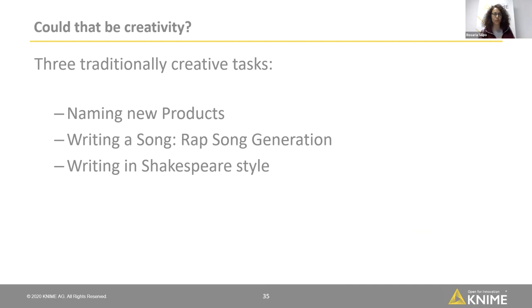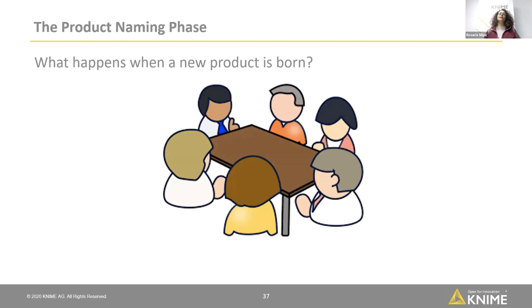The first task was product naming. What happens when a new product is born? You have to name it. It seems easy, but actually it's a very complex phase of the whole product management chain. Here you have the most brilliant and most creative minds of your company sitting together and trying to think of a new product. In our case, we had a new clothing line, an outdoor hiking clothing line.